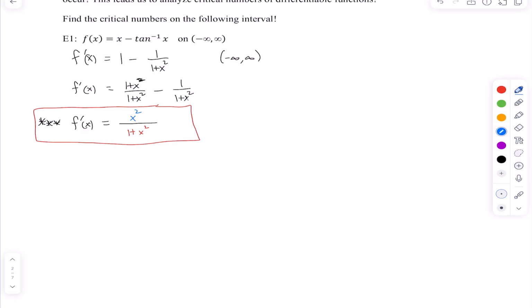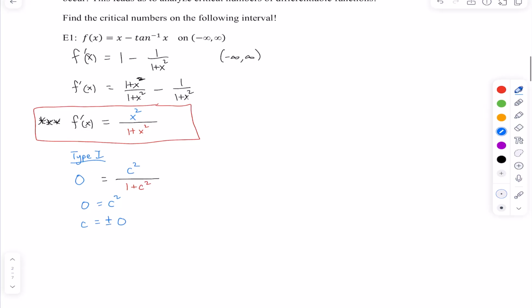The way we're going to analyze this is by finding critical numbers. So type 1 critical numbers occur when the first derivative is equal to 0. So we're just going to set that equal to 0 and then solve for what? c squared. And then the denominator is 1 plus c squared. Multiply both sides by 1 plus c squared, and we now get 0 is equal to c squared. c equals positive or negative 0, which is silly because 0 is a number without parity. So it's okay to just say c equals 0. c equals 0 is a type 1 critical number of the function.